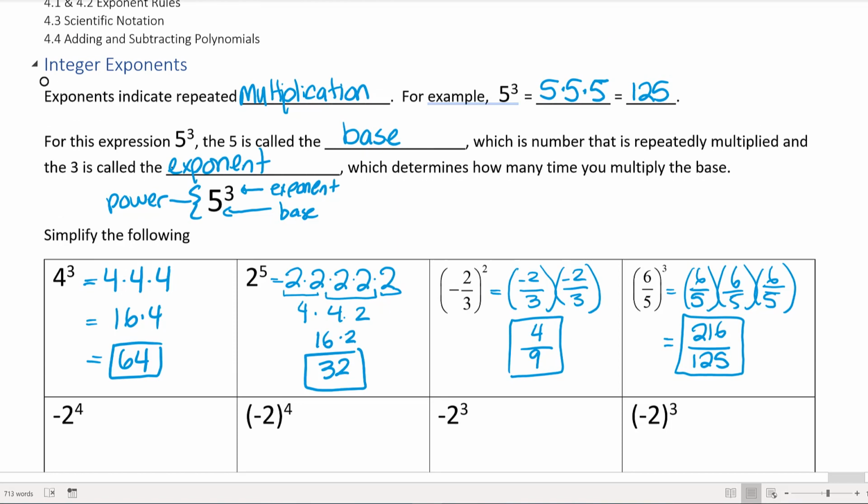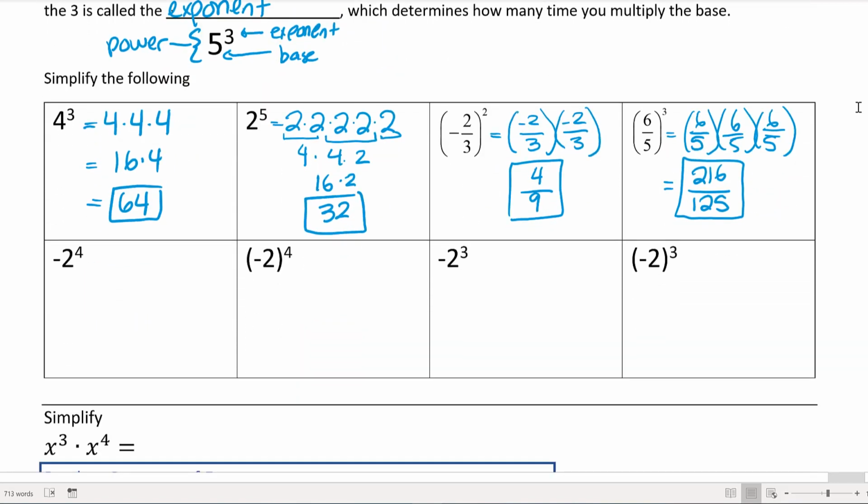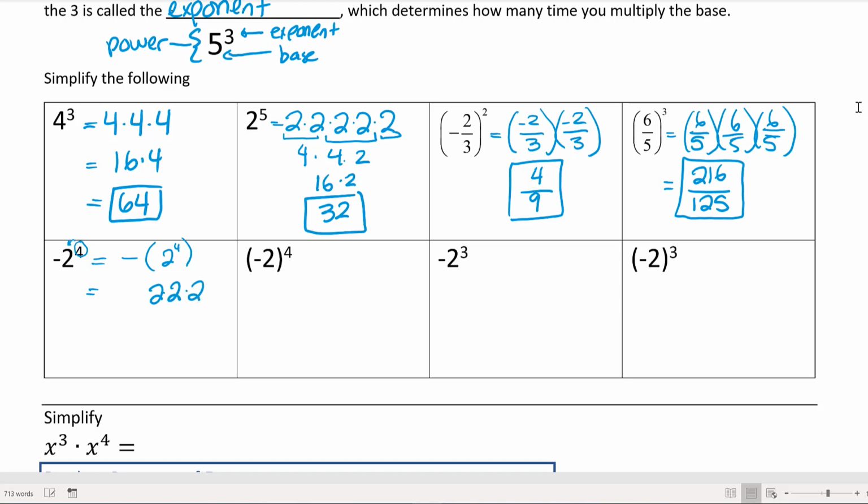The next couple are a little tricky because we have negatives. Some negatives are on the inside of the parentheses and some are outside of the parentheses. So when we have the 4 as the exponent, the 4 is being applied only to the number right before it, and the number right before it is a 2, not the negative. So in this case, it's negative, and then you do 2 to the 4 by itself. 2 to the 4 is 2 times 2 times 2 times 2, with a negative out in front. So that's 16 with a negative.